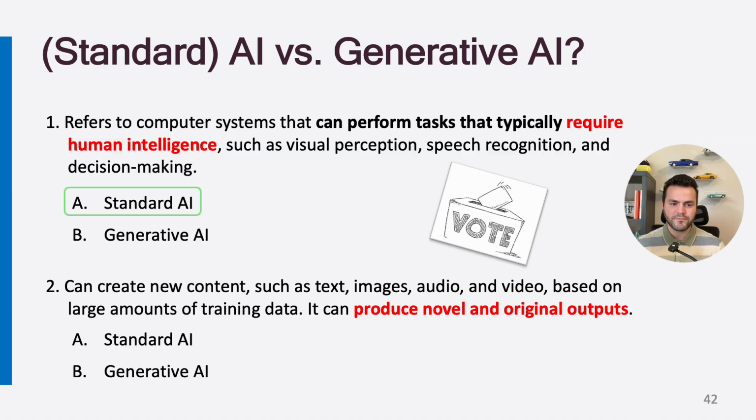Question 2. Oh, for sure, the second one is going to be generative AI. Which one can create new content, such as text, images, audio, and video based on large amounts of training data? It can produce novel and original outputs. And that is generative AI. So that is the difference between a standard AI and generative AI. So generative AI, as the name indicates, is capable of producing novel and original outputs.